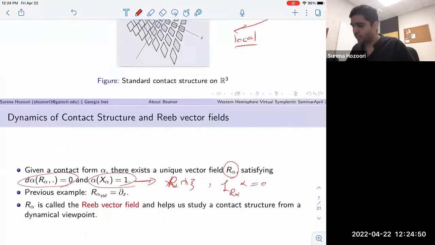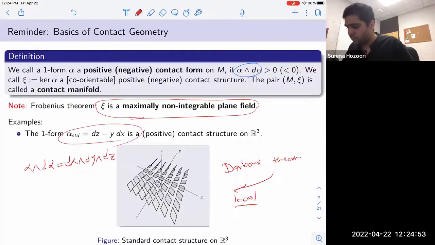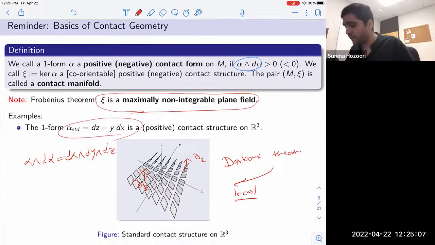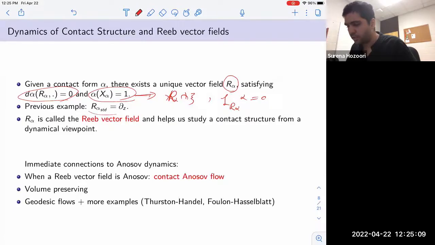In the previous example, in R3, you can easily see that this Z direction is transverse to the contact structure, and it also keeps it invariant. So it's easy to compute that the Reeb vector field in the previous example is just the Z direction. So this is called the Reeb vector field for C. And it gives us a kind of dynamical viewpoint to study contact structures.